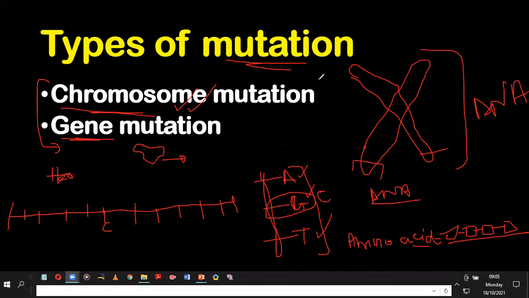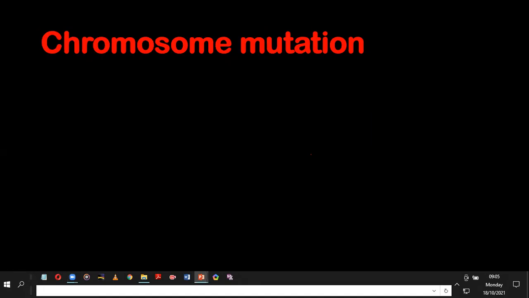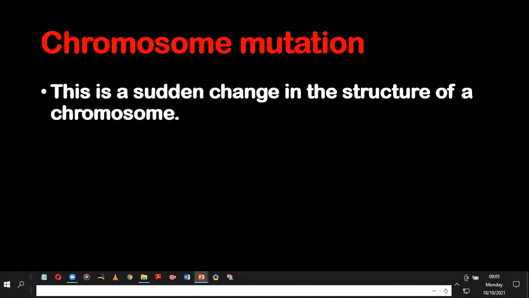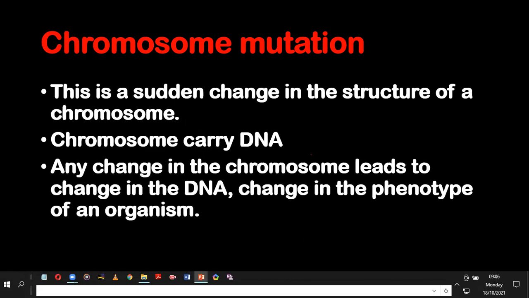So let's talk about chromosomal mutation. Let's see what chromosomal mutation is. With chromosomal mutation, the sudden change occurs on the structure of the chromosome. It's a chromosome that changes. Now, we all know that chromosomes carry DNA. By now, that should be a basic. So anything that occurs on the chromosome means it is occurring on the DNA. So any change on the chromosome means the DNA is changing. And we all know that the DNA is the masterpiece.